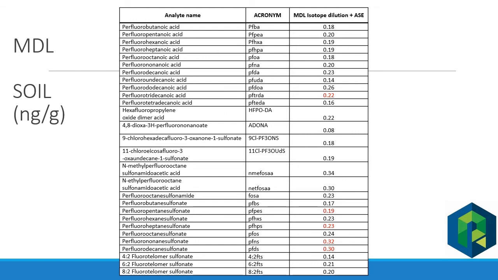Some of the numbers in red are for PFAS that do not have an exact isotopically labeled internal standard. We can comfortably detect about one-fifth of these levels as well. And so you see we've expanded our list of analytes to 28.